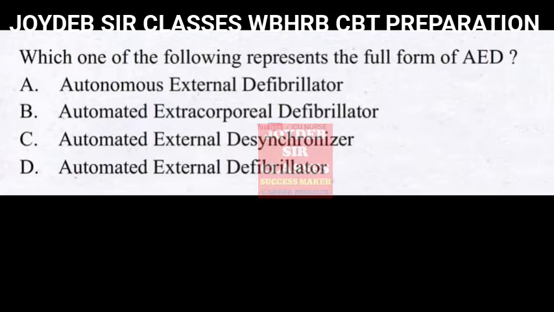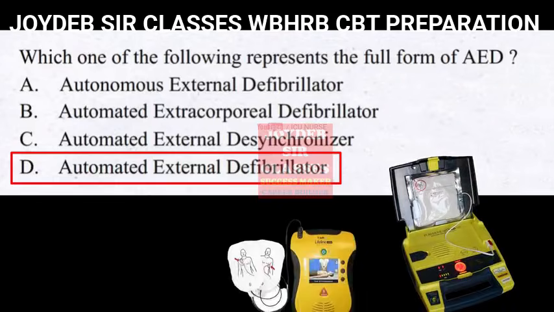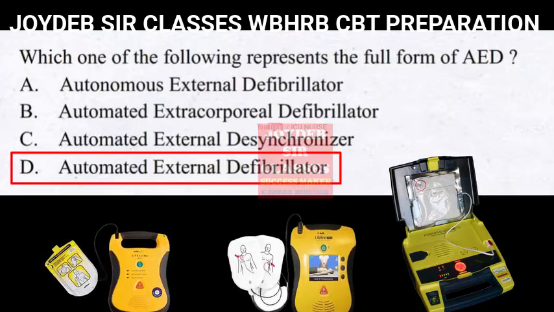Which one of the following represents the full form of AED? A. Autonomous external defibrillator, B. Automated extracorporeal defibrillator, C. Automated external desynchronizer, D. Automated external defibrillator. And the correct answer is D. Automated external defibrillator. AED stands for Automated External Defibrillator.